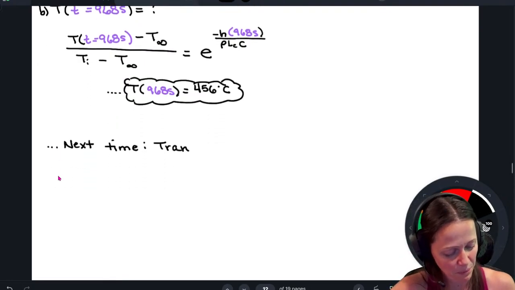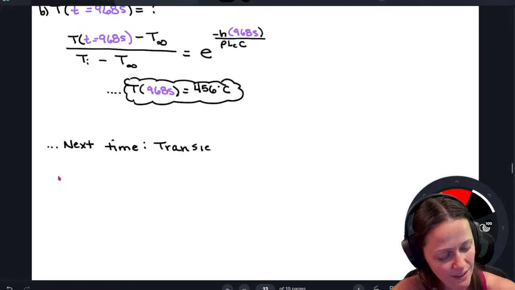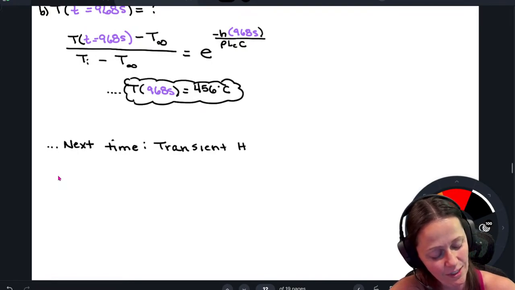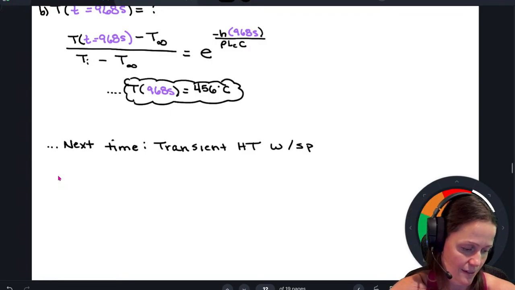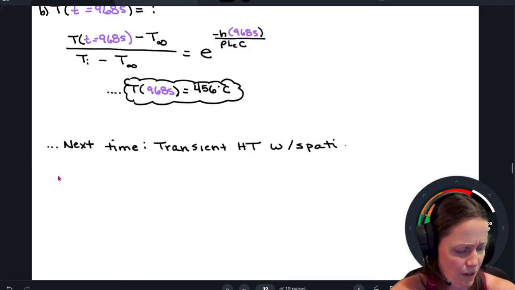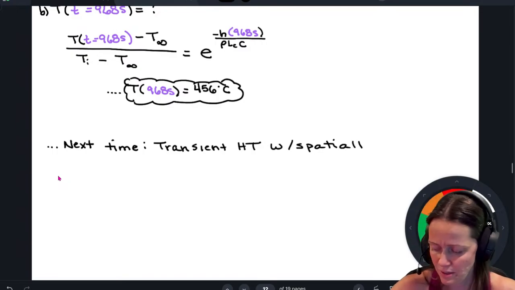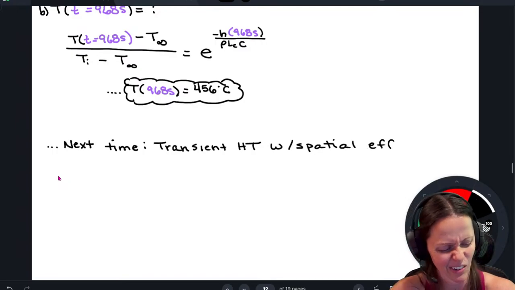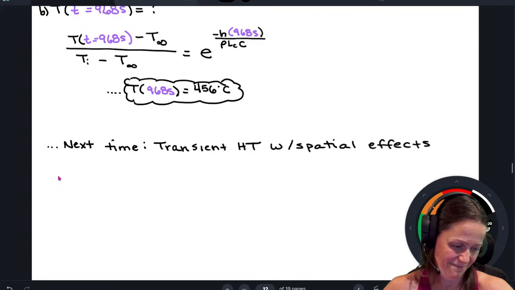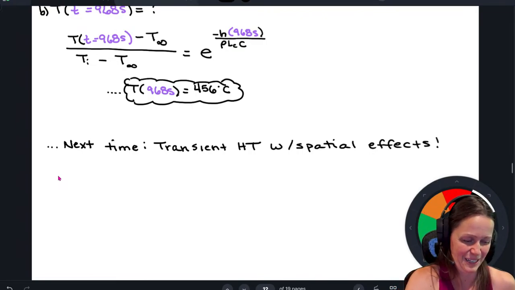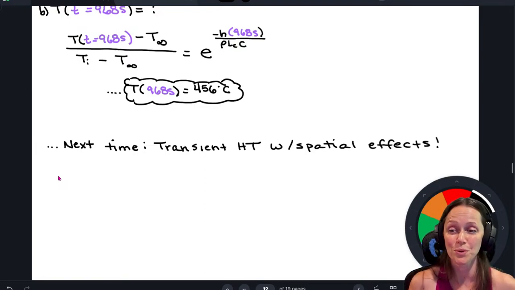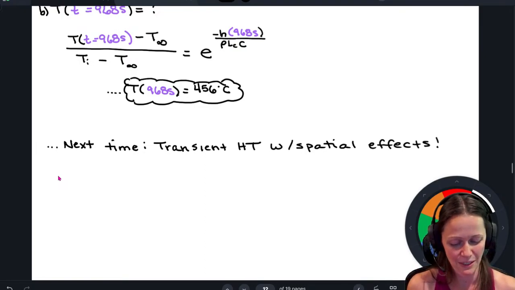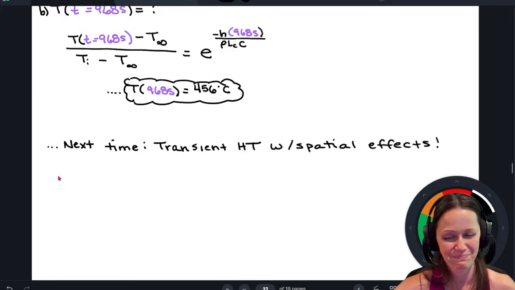All right. So next time we'll talk about transient heat transfer with spatial effects. And I'll pull out those awful Heisler charts. I don't like them. I hated them as an undergraduate, and I don't like them now either. But anyway, we'll work them. We'll show how we can use them anyway. Maybe you will like them.